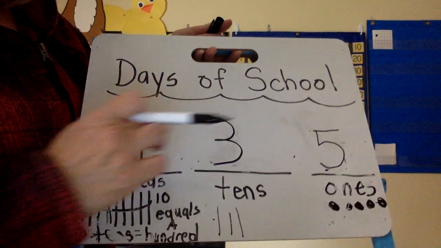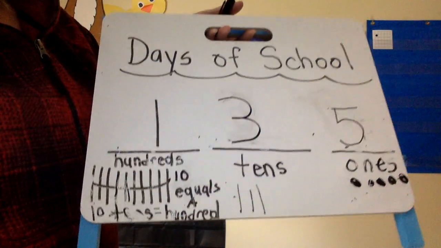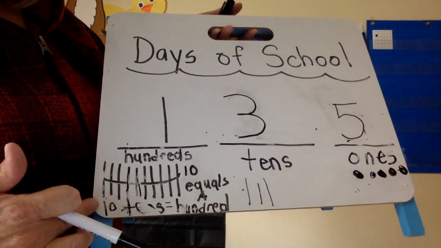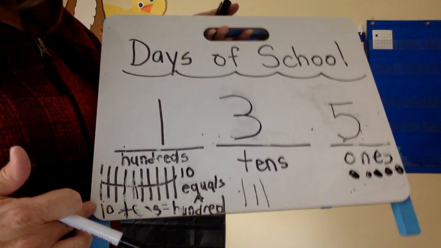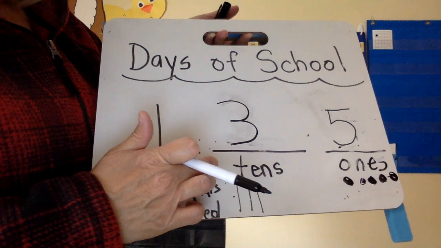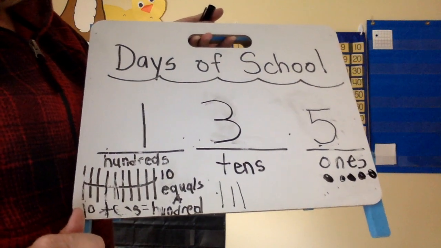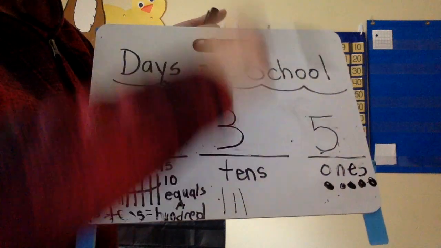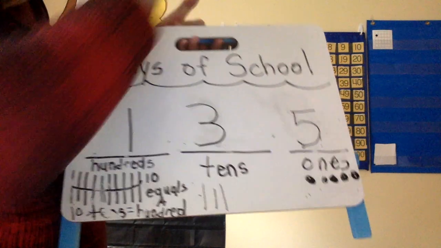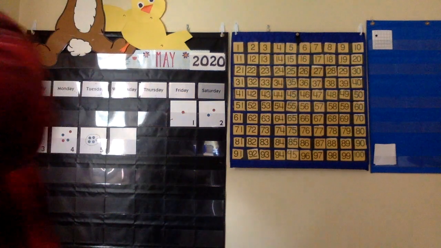We have 135 days of school so far. Remember, 100 is equal to 10 tens, and then we have 3 tens, and then we have 5 ones. 135 days of school and e-learning we've had so far. Oh, we are so smart.